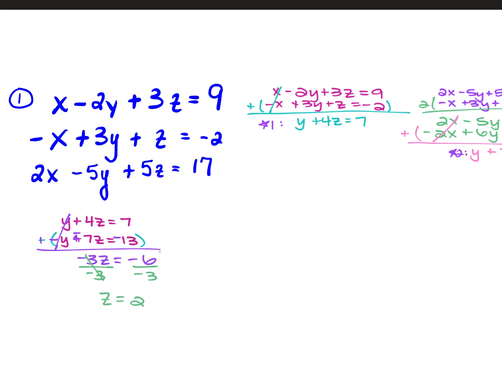Now that you have what z is equal to, plug it into one of your new equations. I'm going to use your number 1, so that's y plus 4 times z, which is 2, is equal to 7. 4 times 2 is 8. Oops. So y plus 8 is equal to 7. We move the 8 over. We subtract it from both sides, and we get that y is negative 1.